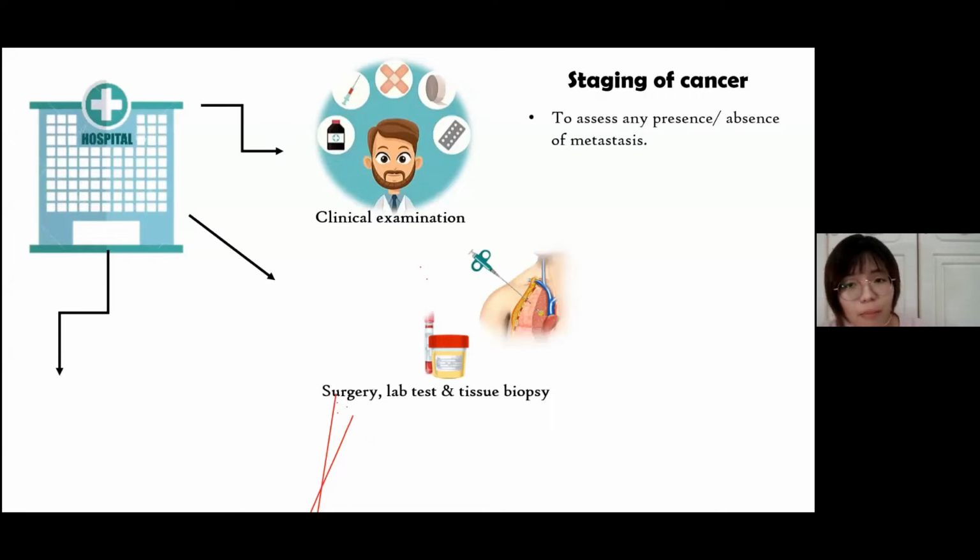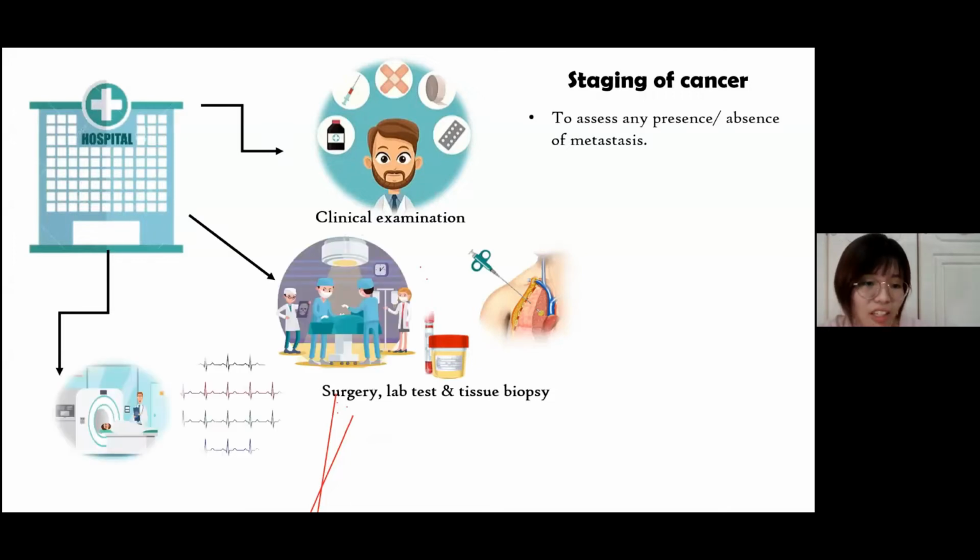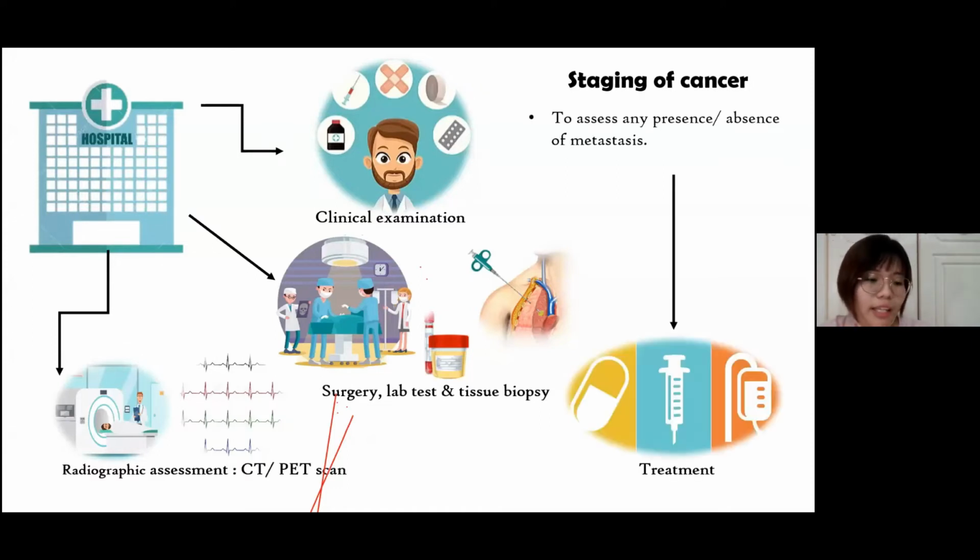But if the cell is positive for malignancy, the doctor will suggest you go for another surgery to remove all the structure, or the partial structure, or surrounding structure, and go for another radiographic assessment, either CT scan or SPECT scan, to find out where the cancer cell has spread to, either organ or surrounding tissues, soft tissue, or to the bone.